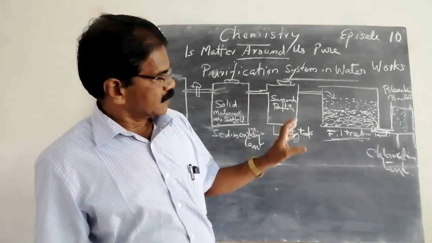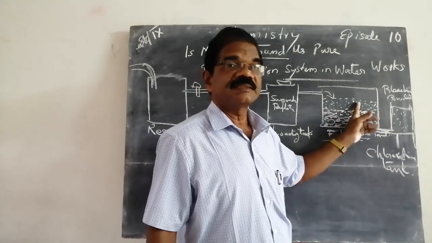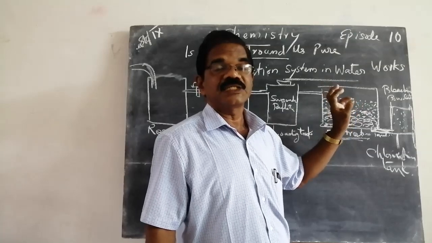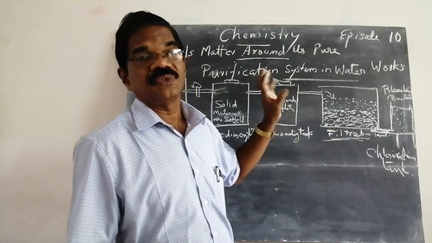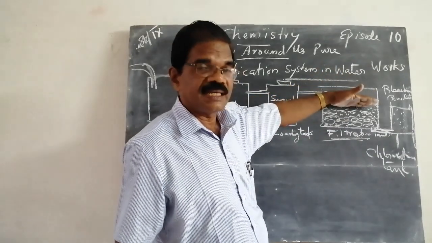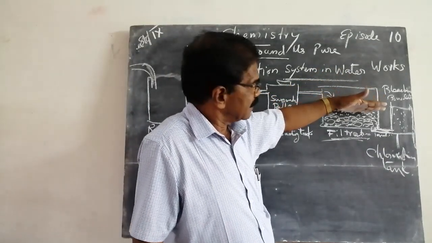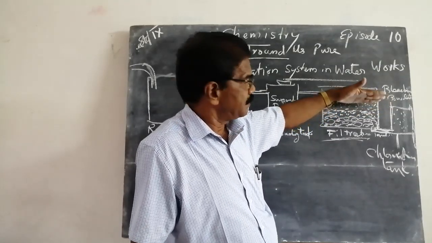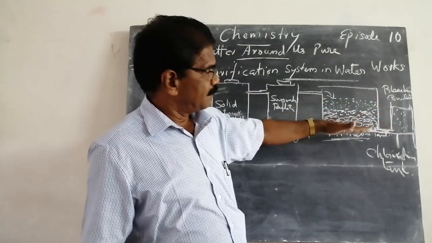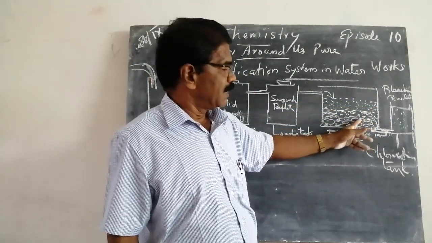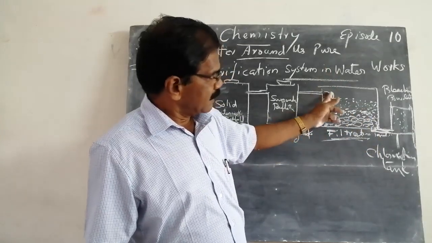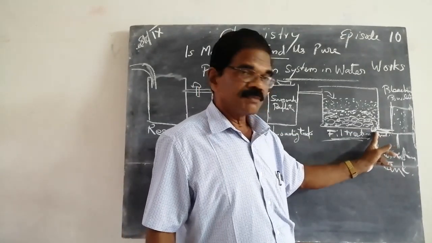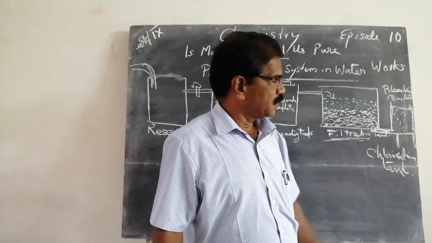In the filtration tank, water is allowed to pass through three layers of sand, but the size of the sand varies from fine to pebble. At the top there is fine sand, minute sand. The middle layer is gravel, the size is in between fine sand and pebbles. At the bottom there are pebble-like gravels. The water enters at the top and is filtered, and we take the water from the bottom of the tank. Then it is passed on to the last tank.